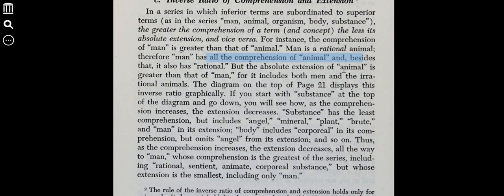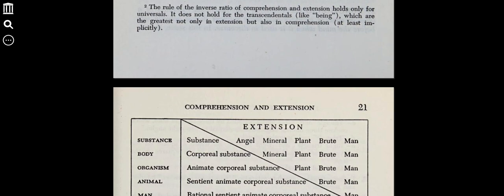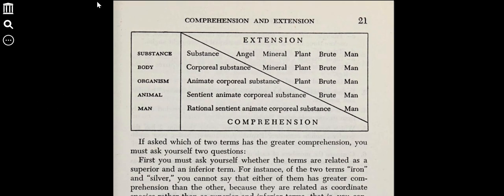But the absolute extension of an animal is greater than that of man, for it includes both men and irrational animals. So the diagram on the top of page 21 displays this inverse ratio. If we think about man, this is a very big comprehension. It must have a bigger comprehension than animal because we're being more specific, right? Man is just one type of animal among many other types of animals that are out there. So big comprehension, but small extension. We're just referring to all the individual men that are out there, basically. Whereas with animal, we have a smaller comprehension, but a bigger extension because we refer both to man and to brute.